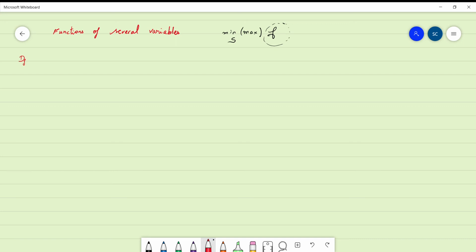Okay, so the definition. We are interested in functions that are defined on a set S or a domain. Let's say now that S is a subset of Rn and f takes values f(x), that is f of x1 to xn, which is a real number. So Df, as usual, is the domain of f. It's important to know first the domain where your function f is defined.